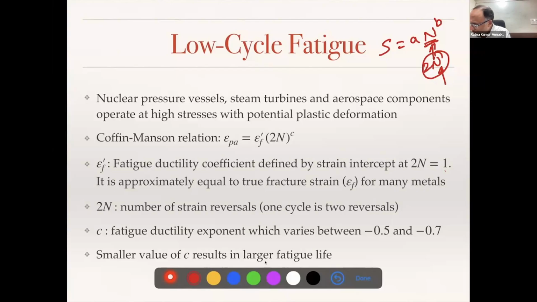If the exponent is a negative number with a smaller magnitude, you will have a larger fatigue life. So this Coffin-Manson relation is very similar to S is equal to A N power b, but there it is stress amplitude. Here we are talking about plastic strain amplitude.